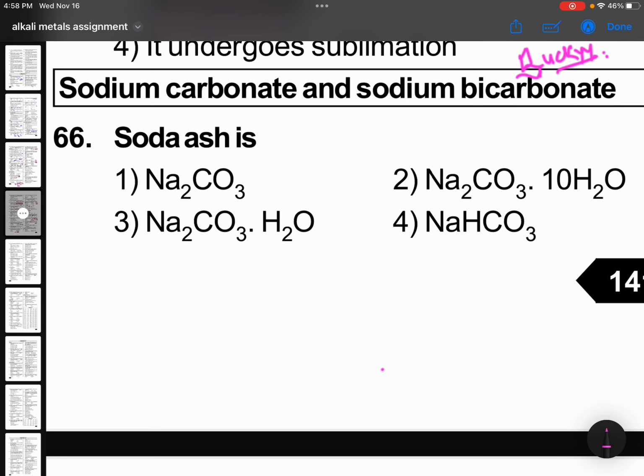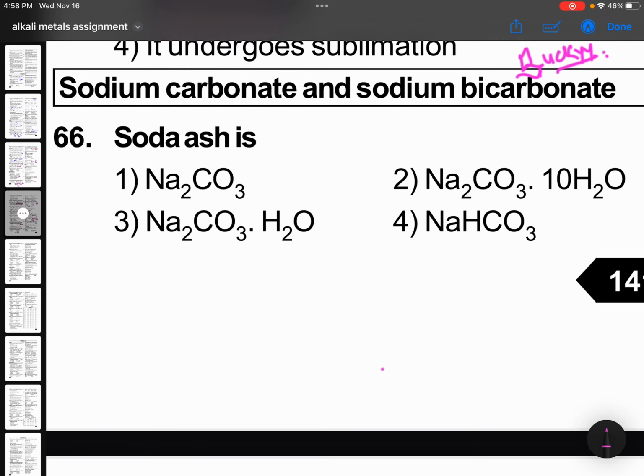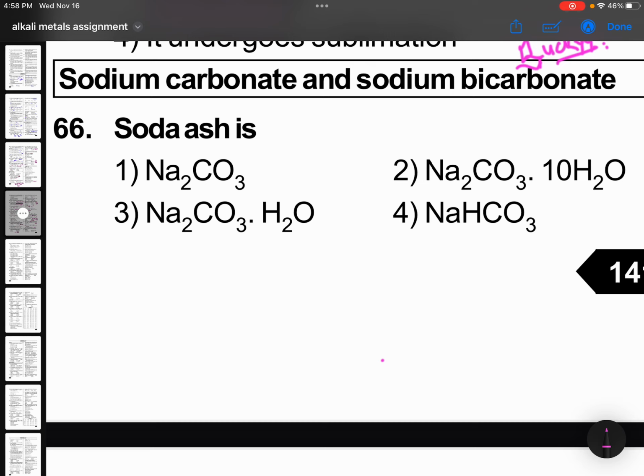And we are in assignment 3. Sodium carbonate, sodium bicarbonate questions we'll discuss now. Soda ash is Na2CO3. Right? Na2CO3·10H2O is washing soda. This is baking soda. Okay.